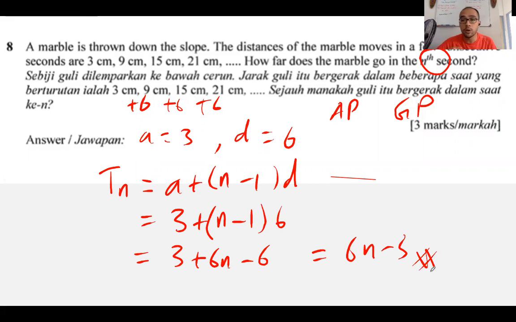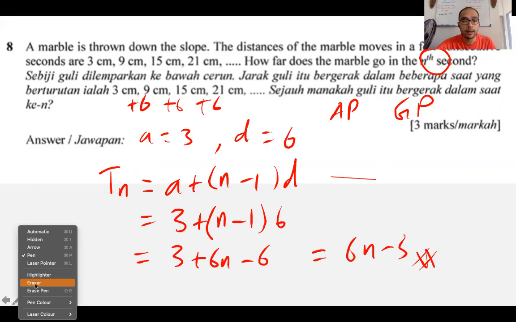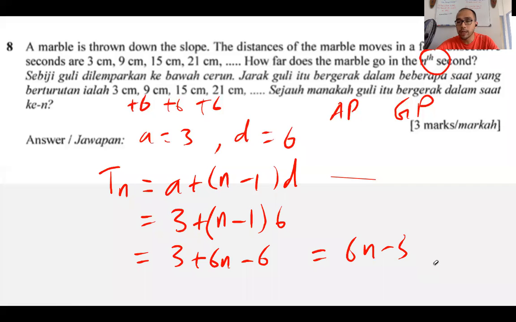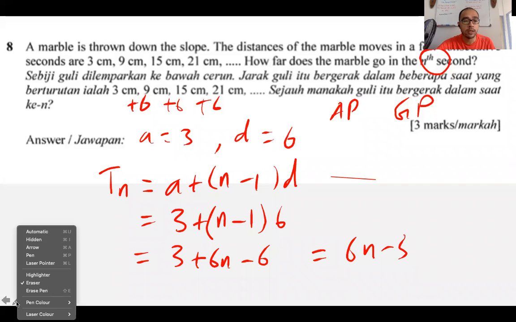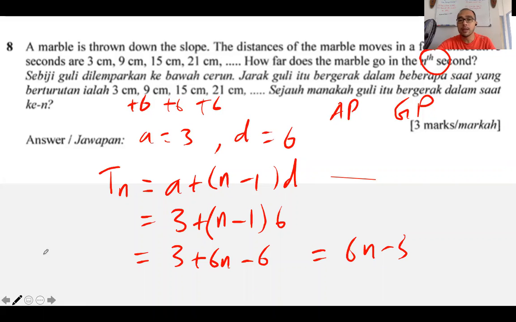Habis. Oh, no. Jangan buat ni hashtag. Sorry. Never do the hashtag. Did I tell you already? Jangan buat hashtag. Kalau kau buat hashtag, satu markah itu. Okay, this is our final answer, 6n minus 3. Okay, this is actually a very easy 3 marks.